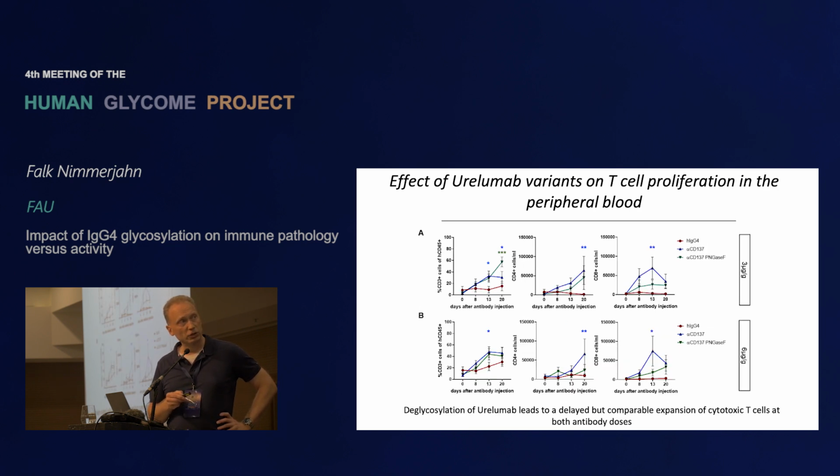If we look at the actual expansion of T cells, again, you can see a very rapid expansion. This is the blue curve with the normal antibody. Again, if we deglycosylate, we can get an expansion. It's sometimes a little bit slower, but in the end, it is always the same. So we don't get this massive peak that is really inducing the toxicity, but we get a more mild expansion, which in the end always reaches the same levels as if we keep the antibody completely intact.